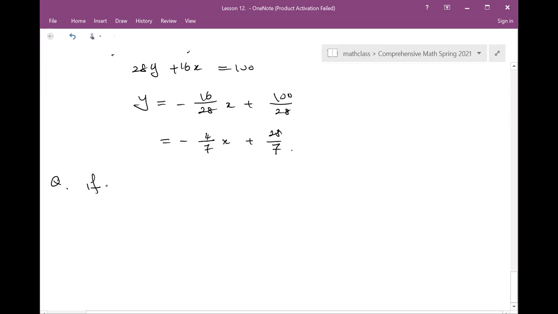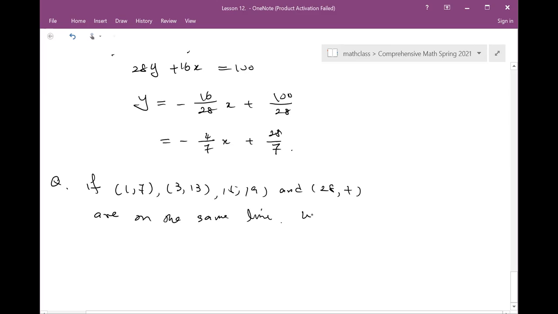Okay. If the following points, 1 and 7, 3 and 13, and 5 and 19, and 28 and t are on the same line, what is the value of t? What is the value of t?